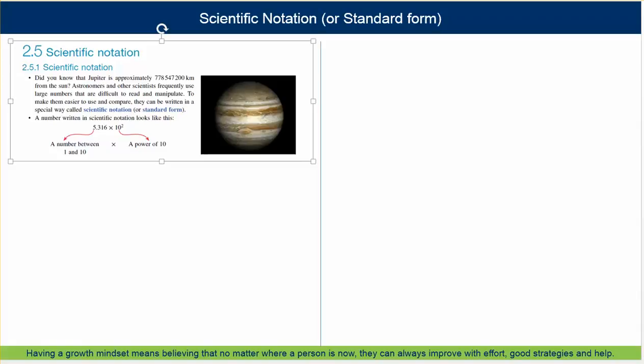So in this video I'm just going to introduce the idea of scientific notation. It's also called standard form. I've just copied this from the textbook. It's exercise 2.5, or section 2.5.